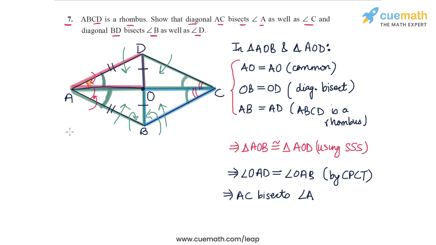So it's enough to show that the angle at A is getting bisected, and then all the other angles can be shown to be similarly bisected, just like angle A. So that is the proof of question 7.